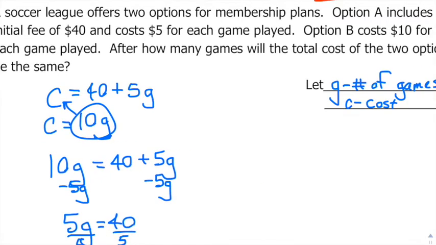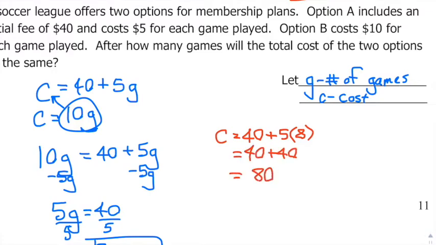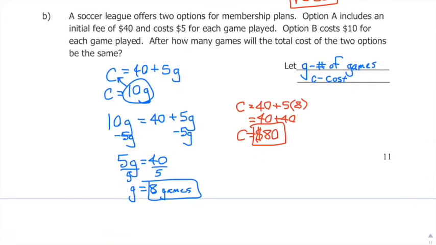Okay, as far as the cost goes, they didn't ask for it specifically here, but if you wanted to go back and find the cost, you would plug back into one of the two equations. Let me do the other one just for kicks. That would be 40 plus 40, that should be 80. So that would be a total cost of $80 specifically there. Okay, so that is that.